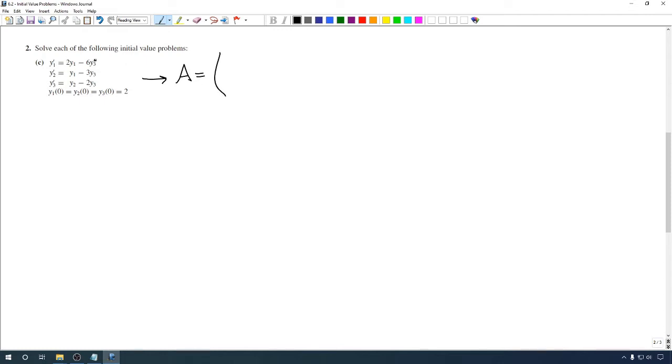So we have to take into account what this actually is. y1 prime is written in terms of y1 and y3, but we can't ignore the fact that there's a 0 times y2 in here. So really our first row is 2, 0, negative 6. Our second row is 1, 0, negative 3. And our third row is 0, 1, negative 2. We're going to then go ahead and subtract lambda from each of our diagonal elements. Remember that this 0 here is going to be a negative lambda.